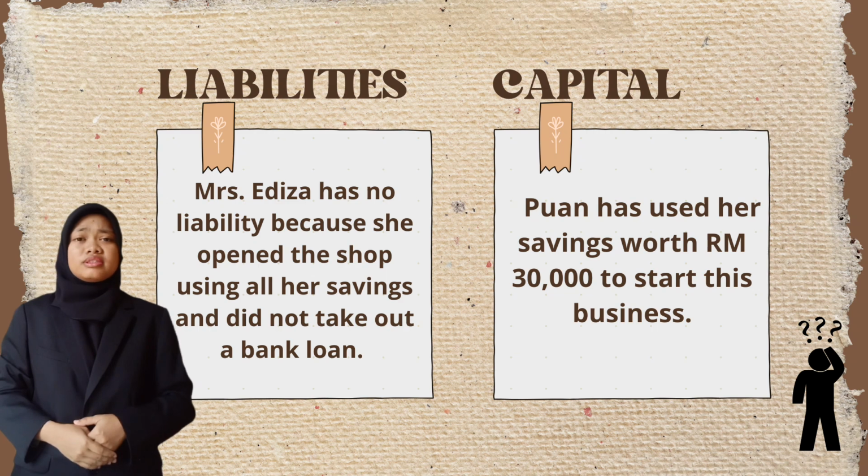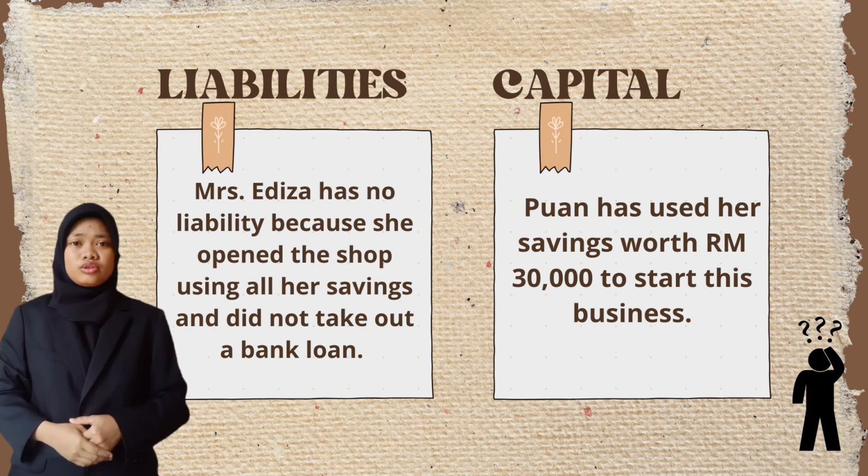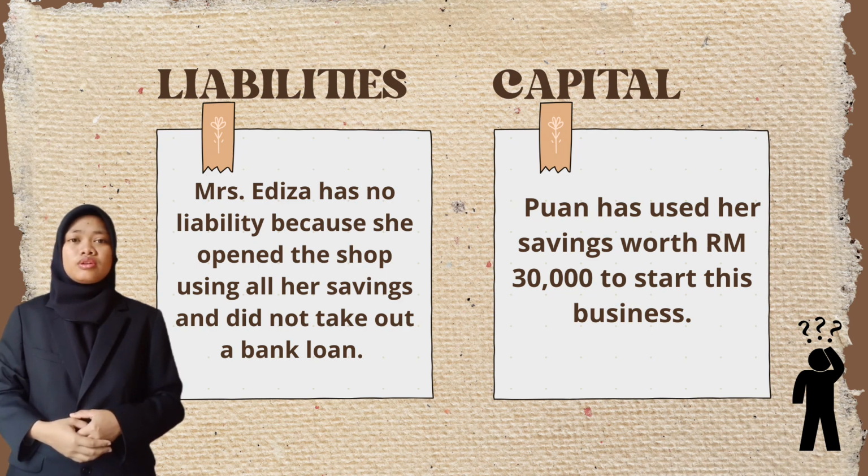Liabilities. Mrs. Ediza has no liability because she opened the shop using all her savings and did not take out a bank loan. Next, capital. In a sole trader business, the owner contributes the capital to start the business. Mrs. Ediza has used her savings to start this business.